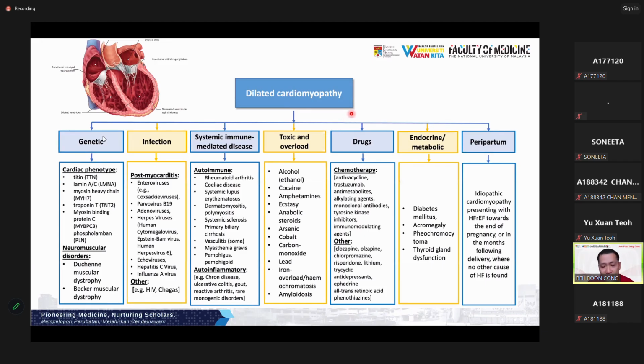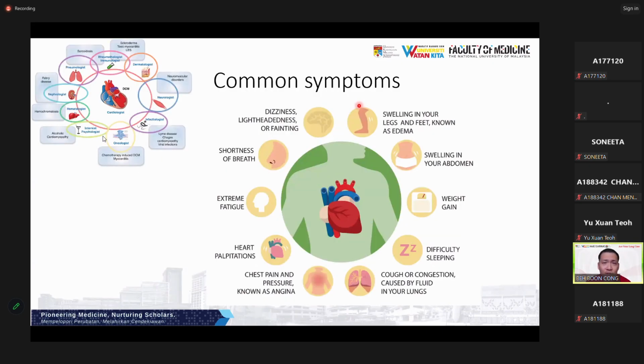So you must keep in your mind that there are a lot of causes that can contribute to cardiomyopathy. The common symptom of cardiomyopathy presenting as dilated cardiomyopathy depends on which one is predominant, so which cause is contributing to the underlying problem.